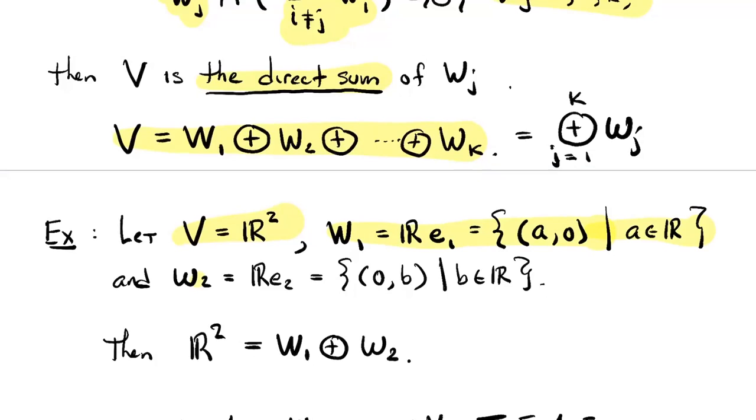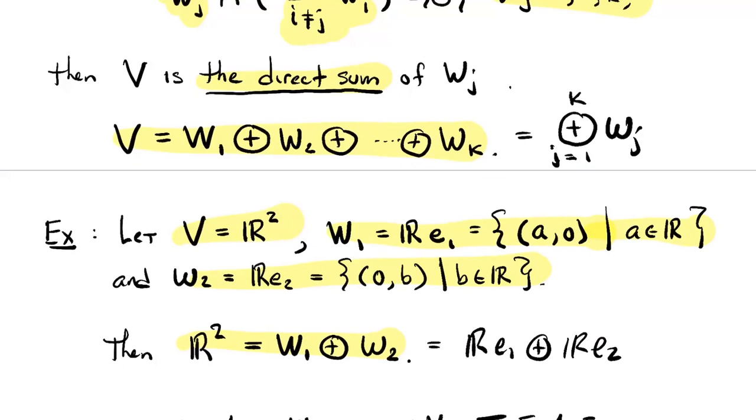W2 is the scalar multiples of the second, then R2 breaks down into the direct sum of those things. Or if you want to write it, it's RE1 direct sum RE2. Okay, why is that true? I'm just going to verbally check it. Clearly, W1 plus W2 is R2.